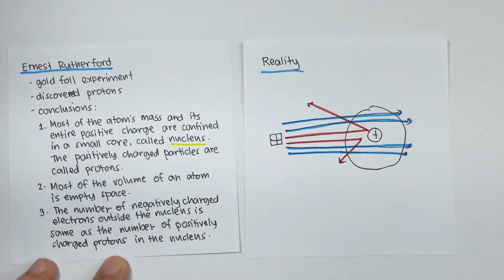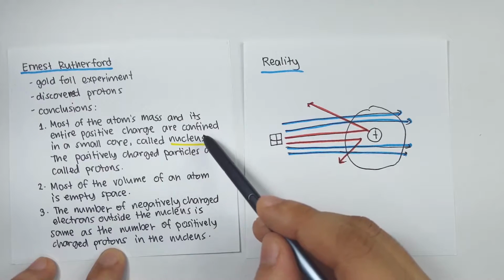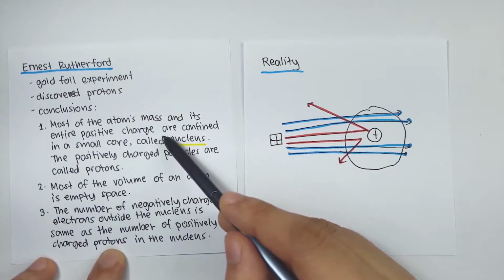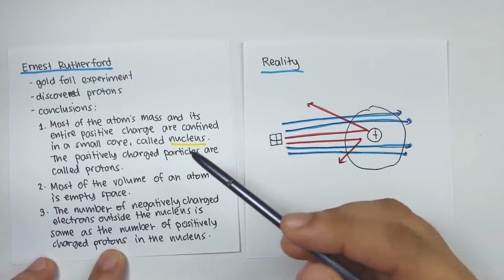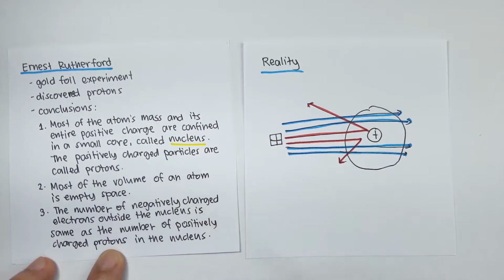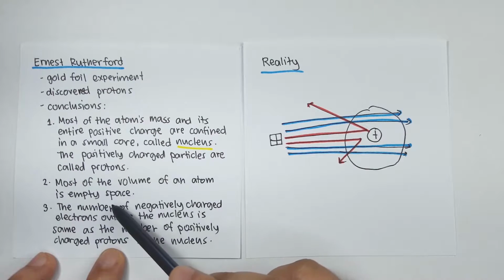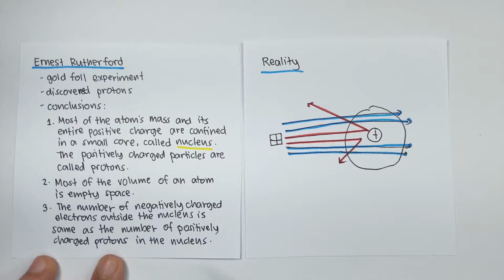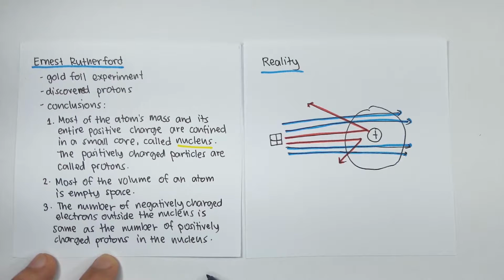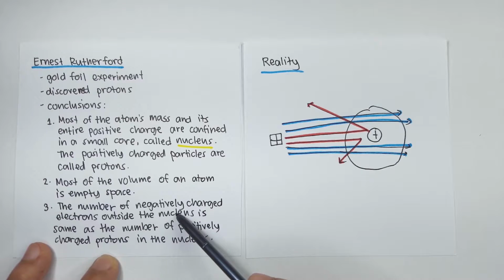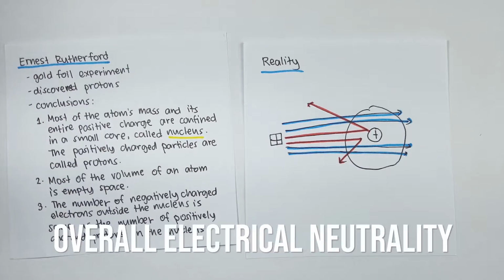Number 1, most of the atom's mass and its entire positive charge are confined in a small core called nucleus. The positively charged particle is called the proton. Number 2, most of the volume of an atom is empty space. And number 3, the number of negatively charged electrons dispersed outside the nucleus is same as the number of positively charged protons in the nucleus. So it explains the overall electrical neutrality of an atom.